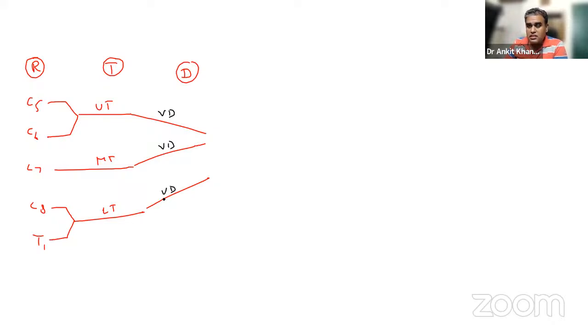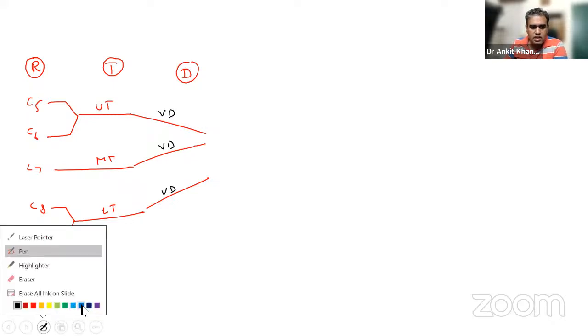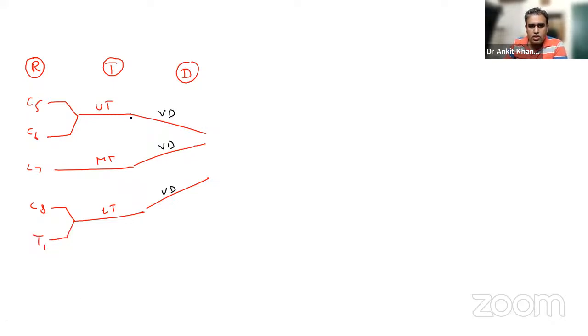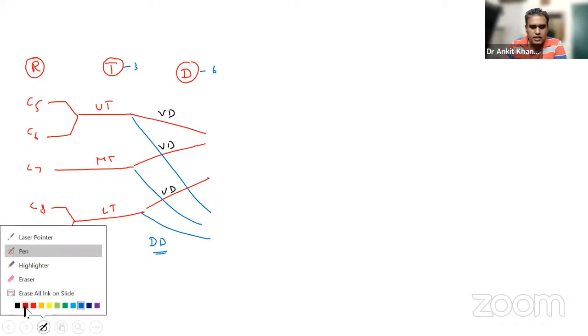Now three more divisions. That is the dorsal division. Let us see that also. I'm using a different color altogether. This is the dorsal division of the upper trunk, dorsal division of the middle trunk, and dorsal division of the lower trunk. These are all DD, dorsal division. Total, how many divisions are there? Six divisions. Three trunks. Now see how the chords are formed. Let us now come to the final part, that is the chords.